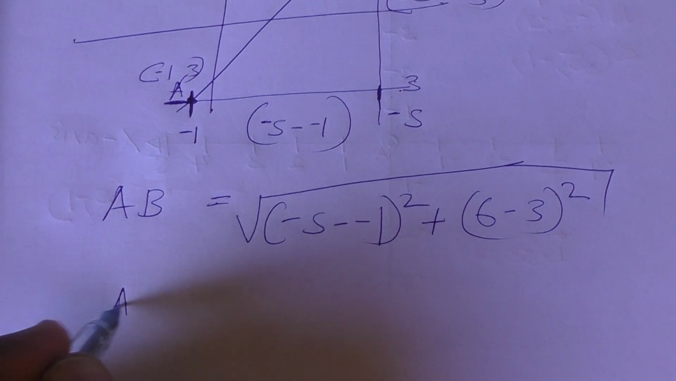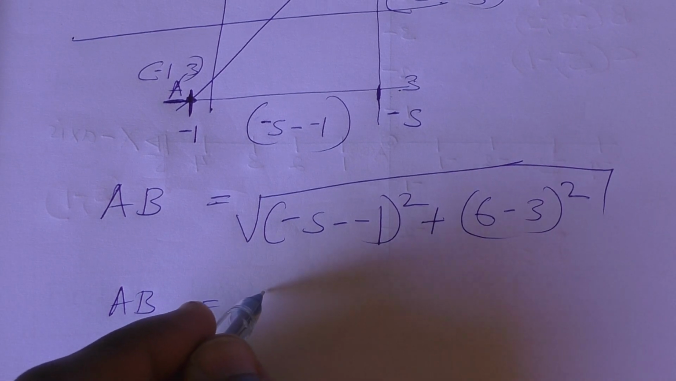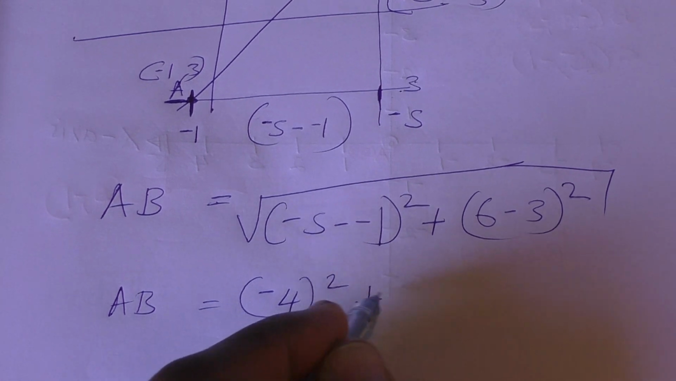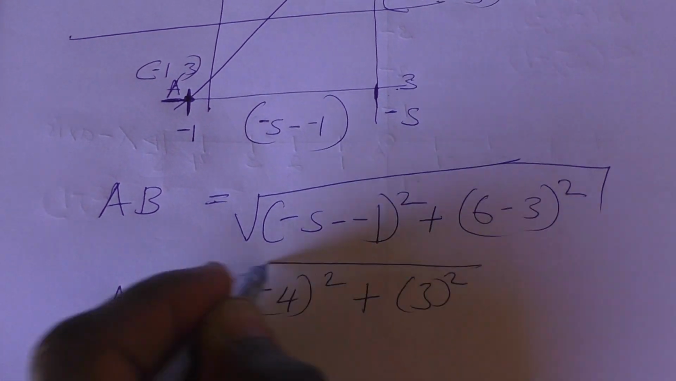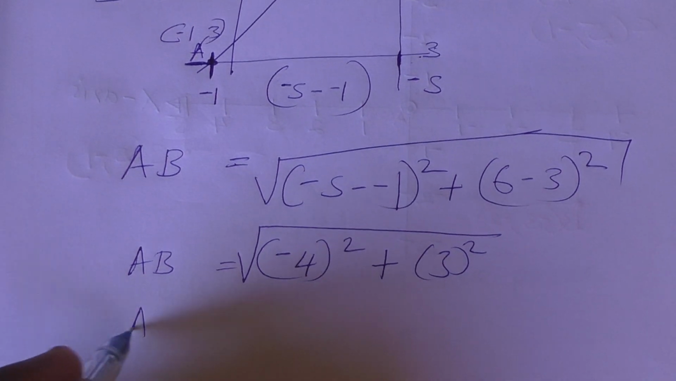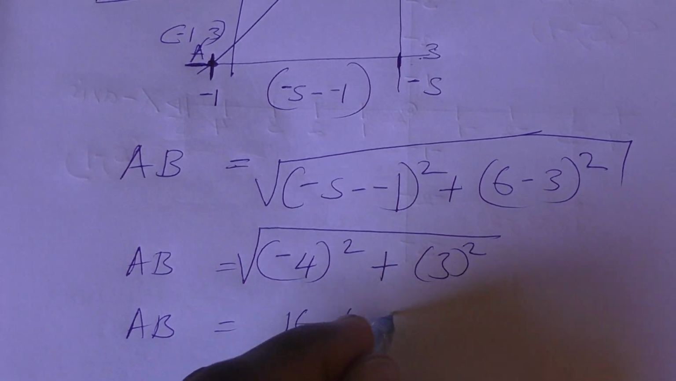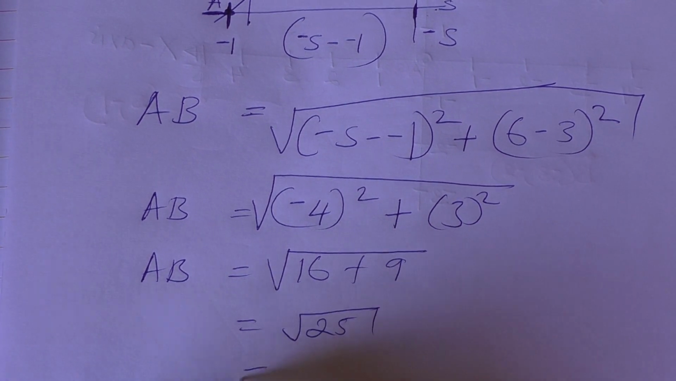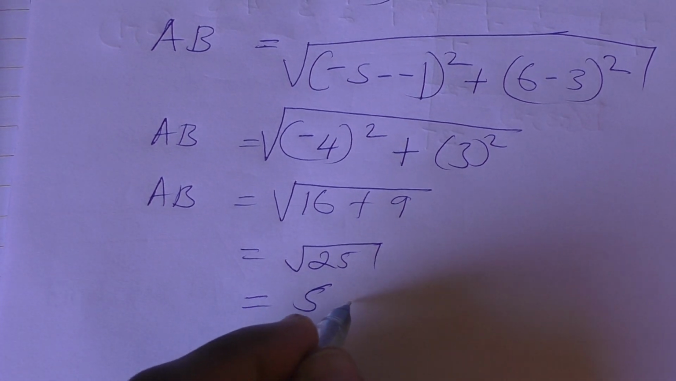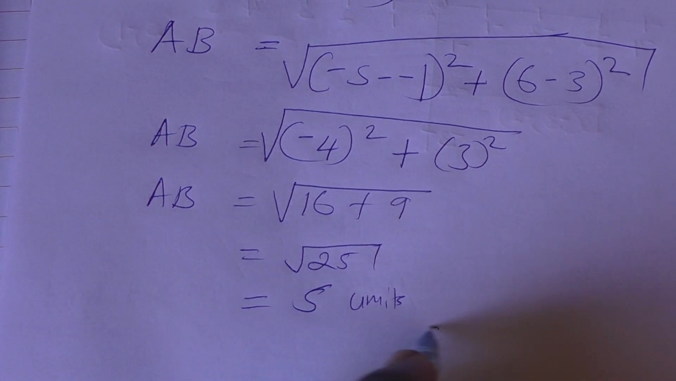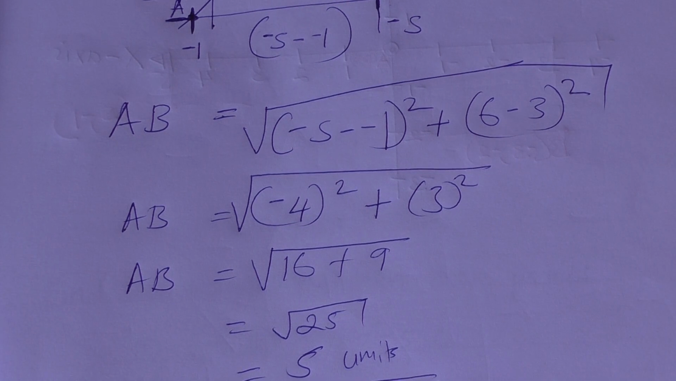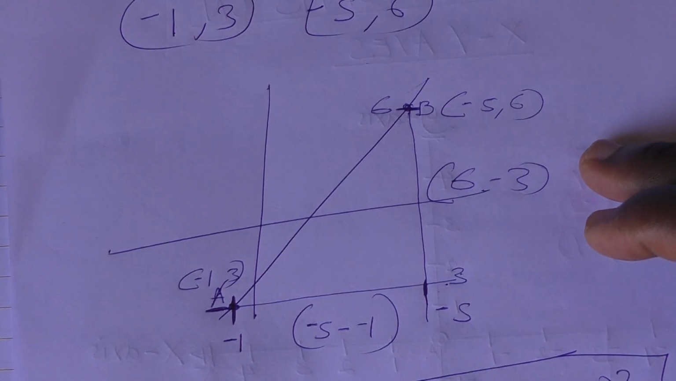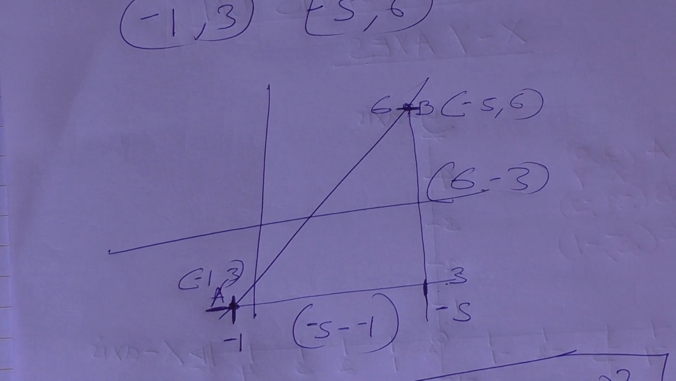Hence giving me length AB as the square root of negative 4 squared plus 3 squared, which is 16 plus 9, hence giving me the square root of 25, which equals 5. And so there are 5 units between point A and point B. That is, if we use the illustration.